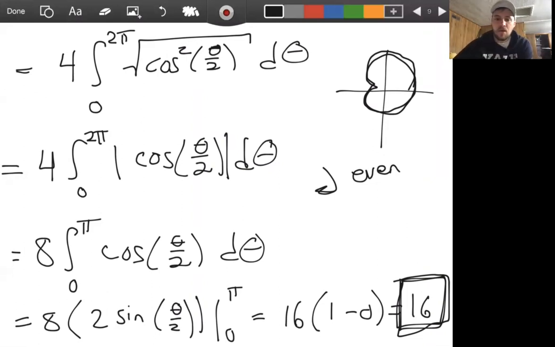Next week, we will jump to a completely new topic, totally switching gears here, and we'll start to look at vectors and vector valued functions. And Sophia will be giving those lectures.